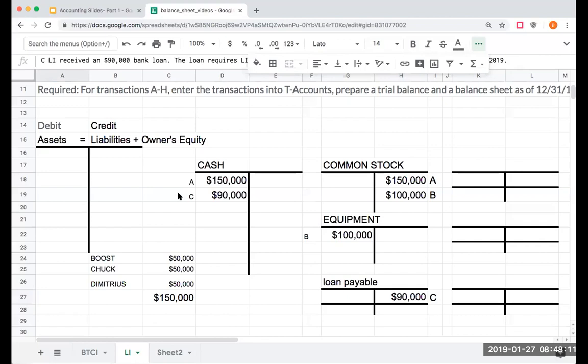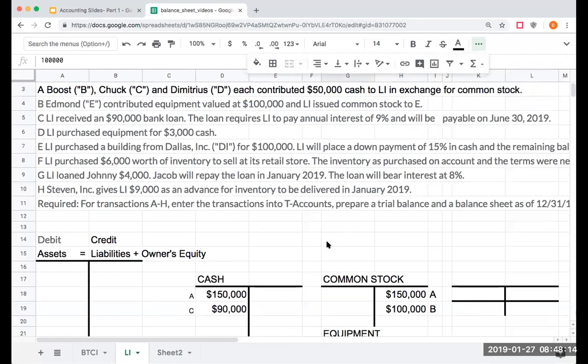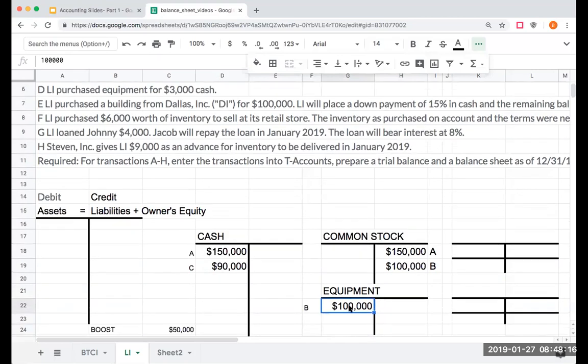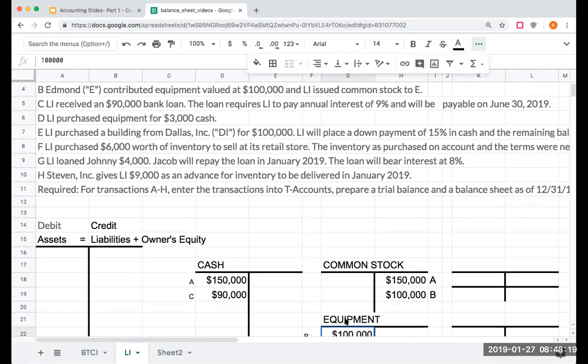So again, this is a liability. Going back to these other earlier questions, when I received equipment from Edmund, I'm receiving equipment. Equipment is an asset as it's giving us future economic benefit. I show an increase to my assets with a debit. On the credit side, in terms of common stock, I'm issuing or giving common stock to Edmund. So I show that credit over here as a credit to common stock. Common stock is part of owner's equity. Owner's equity typically has a credit balance, is increased with credits and decreased with debits.